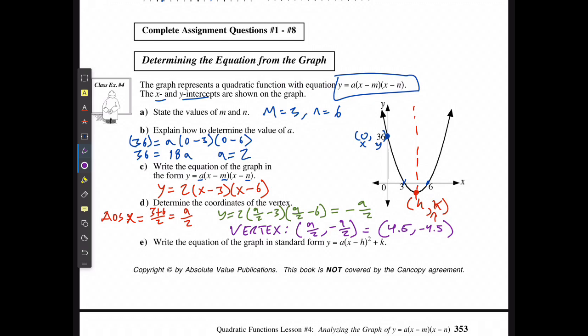If I am using this to write the equation in standard form, y is equal to, a is still the same, 2, bracket, x minus h, or minus 9 over 2, squared, minus 9 over 2.